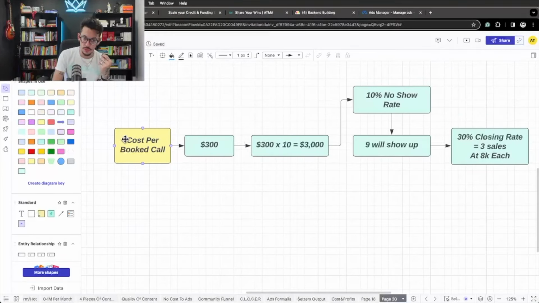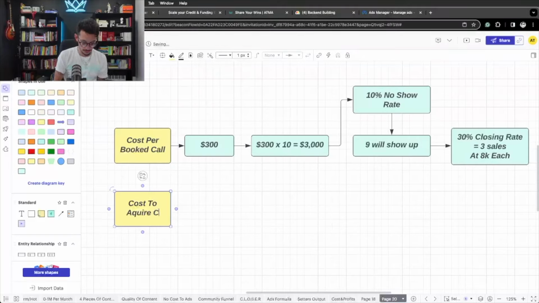So now, once you know your cost per book call, to get to 10 people you've got to spend at least $3,000. You have at least a 10% no show rate, and you're closing people at 30%. Congratulations, you made 3 sales at 8K a pop. Now we know our cost per acquisition. The next thing we've got to find out is your cost to acquire a client. It is a very key metric because once you know this, you can start spending your ad budget more according to your cost per acquisition.